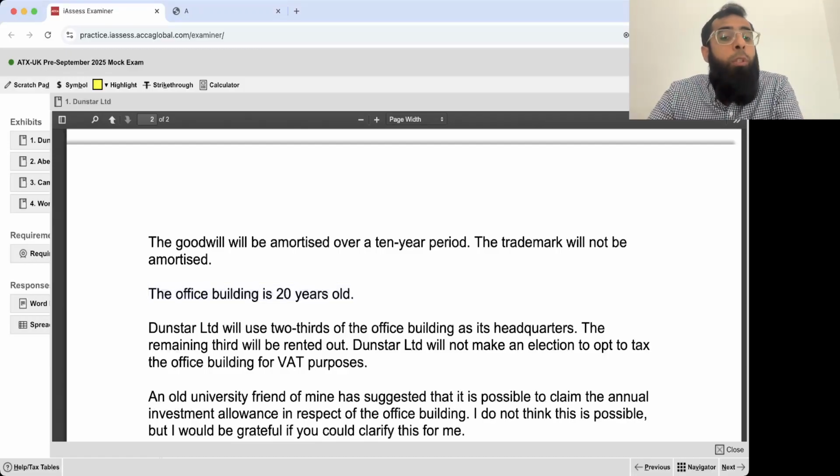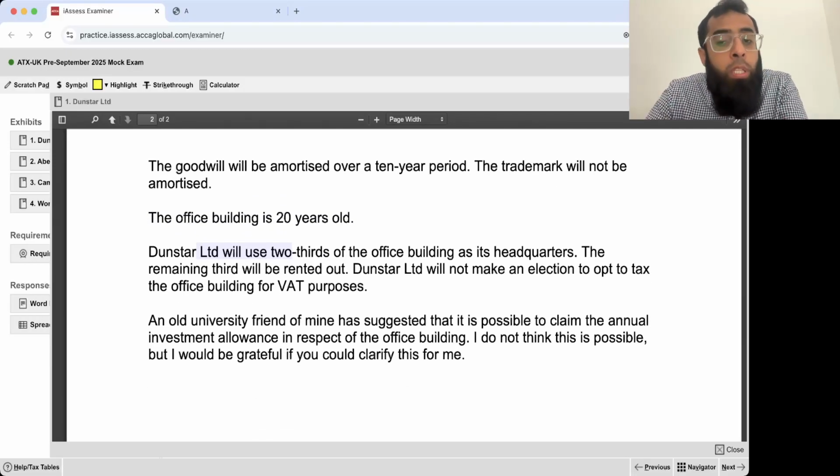Okay. Dunster Limited will use 2/3 of the building as its headquarters. The remaining third will be rented out. Dunster Limited will not make an election to opt to tax for the office building for VAT purposes. So this means that for VAT purposes also it will remain in the exempt category because it's an old building and opt to tax will not be made.